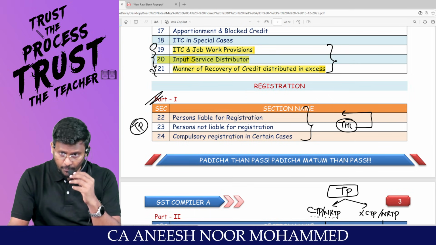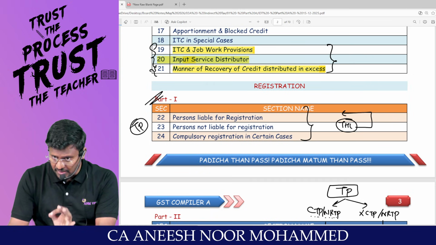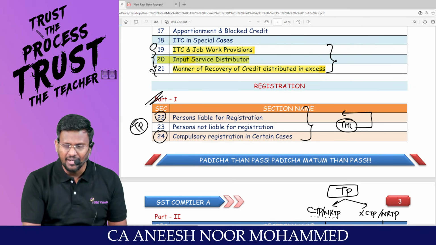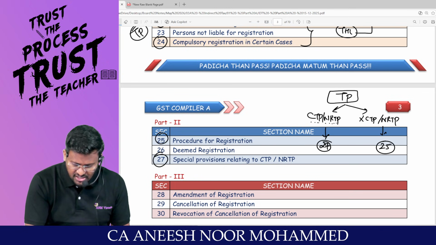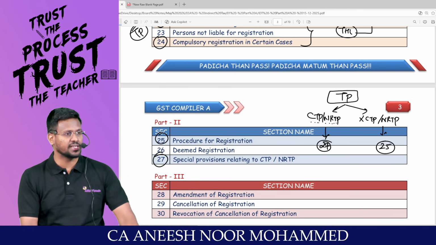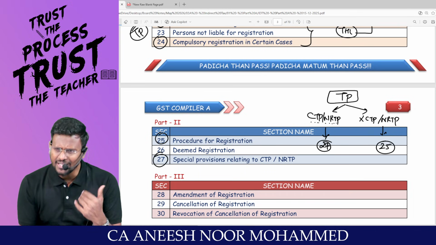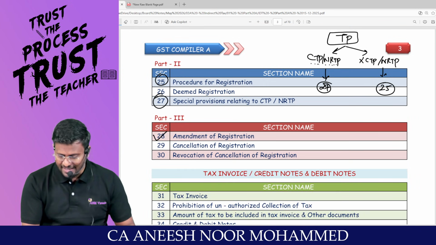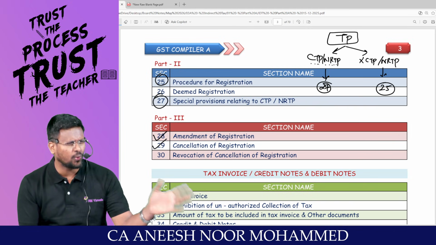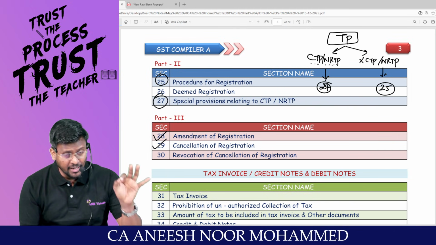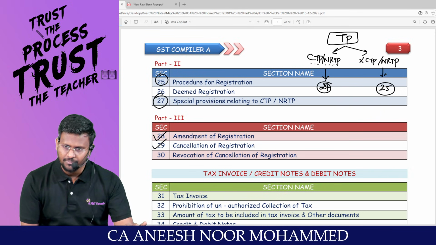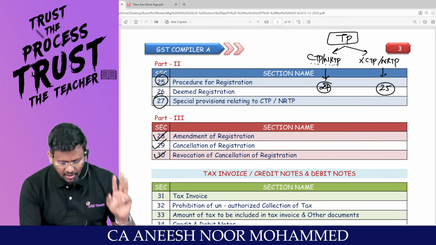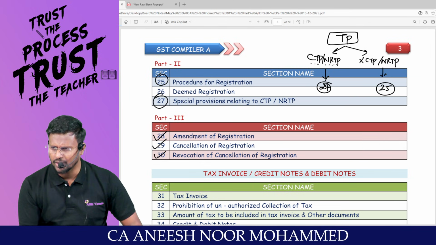What is section 24? If you are a taxable person, if you fall either under section 22 or 24, my dear lovable students, you have to travel either under section 25 or 27 as the case may be. Once you have taken registration, you can amend your registration as per section 28. You can cancel your registration as per section 29 if you don't want it. Sometimes that cancellation will be done by the proper officer if you are not proper. Then, my dear lovable students, you can go and cry before the proper officer as per section 30. That is a revocation of cancellation of registration. Are you all really with me?